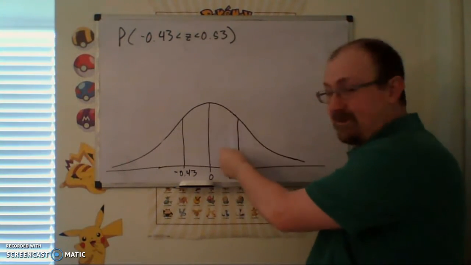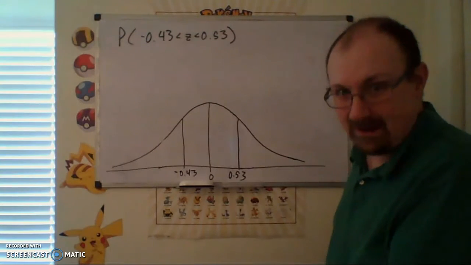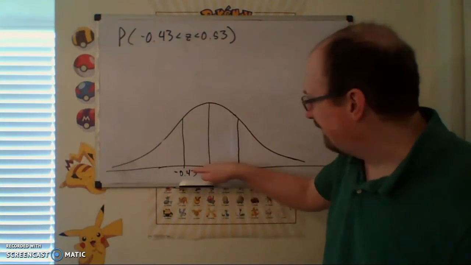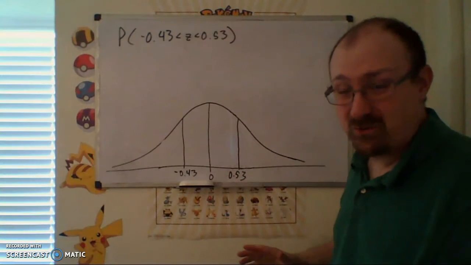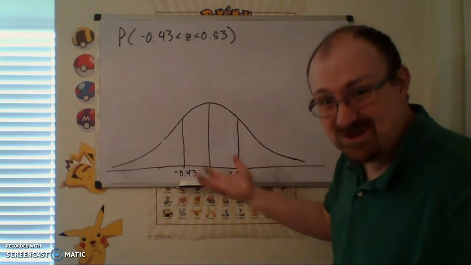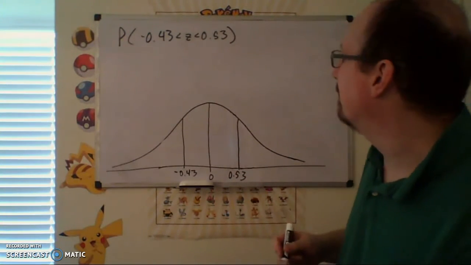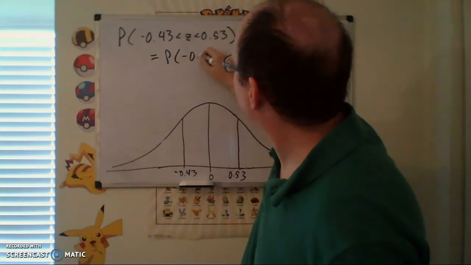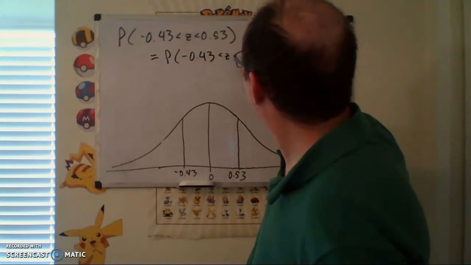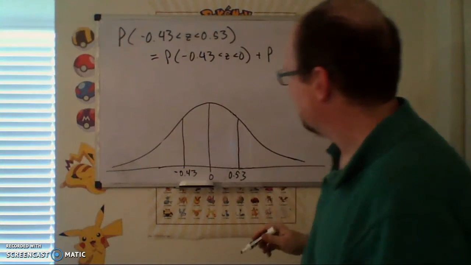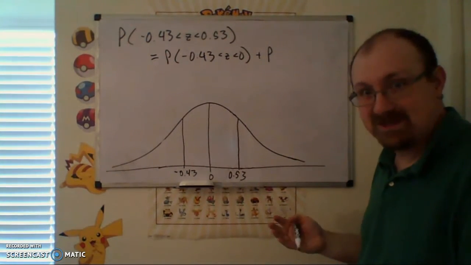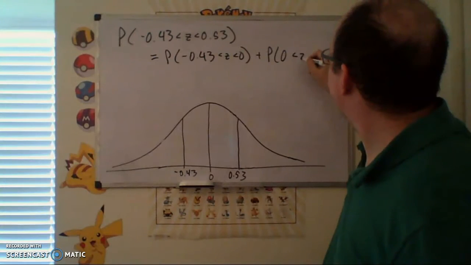Well, 0 up to 0.53, we already know how to handle. This stuff over here, it's from negative 0.43 up to 0, but you could use the drop and flip and work this out using that same mirror image stuff that we've done before. So we can break this thing up. And then to find the total area, we take these two chunks that are conveniently broken apart by 0 and then add them together.